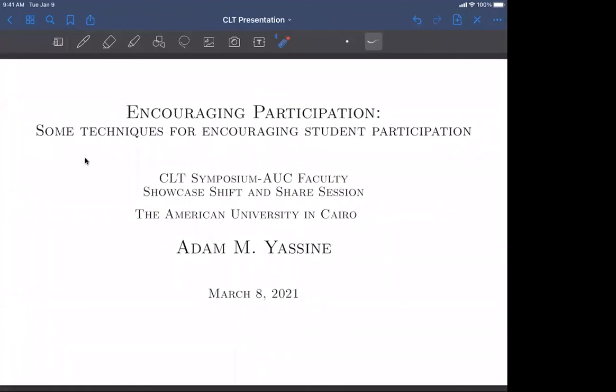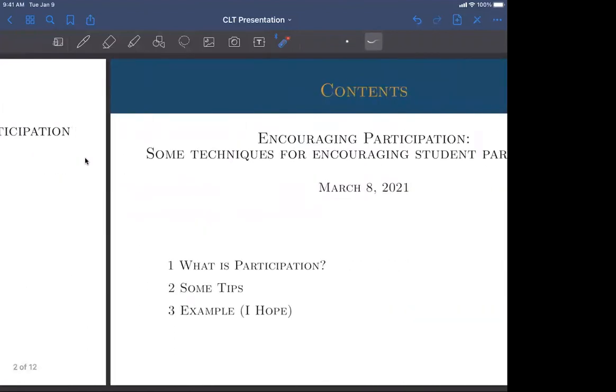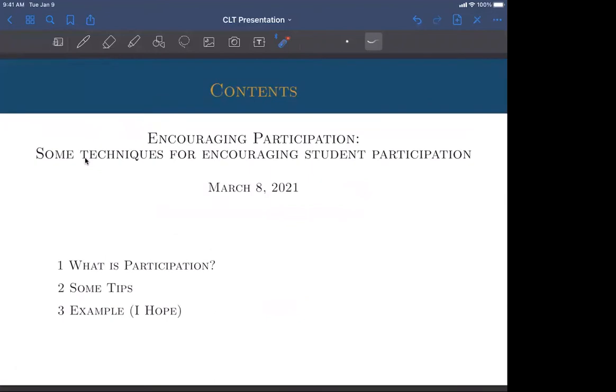Thank you for coming. So today I'll be discussing some simple techniques for encouraging student participation, especially in an online setting. First we'd like to talk about the breakdown. We look at what we mean by participation, and what it is that we want to get out of our students. Then some tips, and hopefully, if time permits, an example of something that I've used in my class before in order to help encourage student participation.